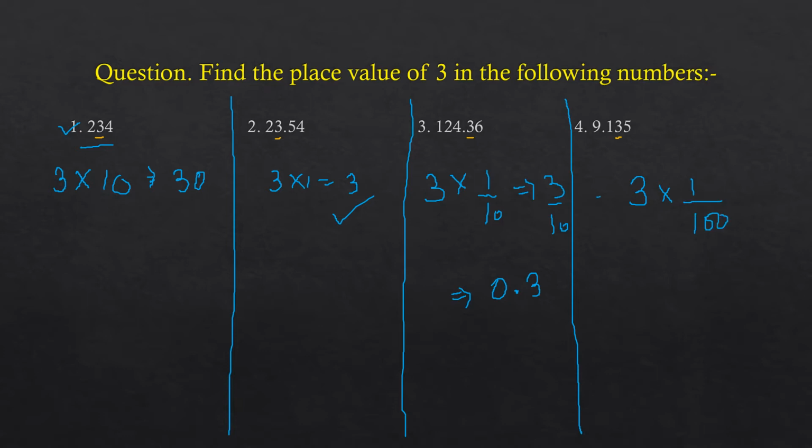Okay, we have seen how to multiply a whole number with a fraction in the fraction topic, right? Therefore 3 into 1 gives us 3 by 100. When we convert this fraction into decimal, it gives us 0.03. Alright, so this is how we take out the place values of the given numbers. We just multiply the number with its place, and that is it.